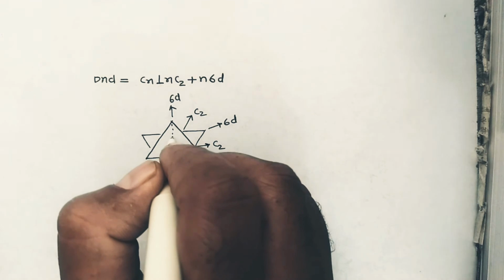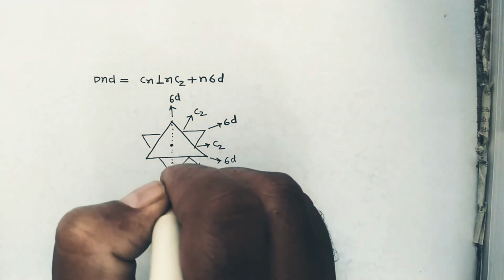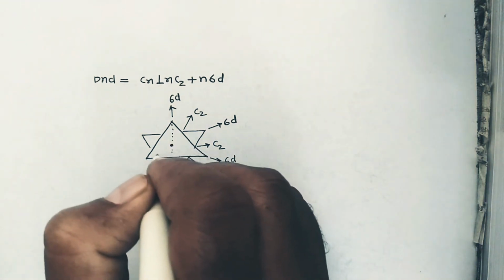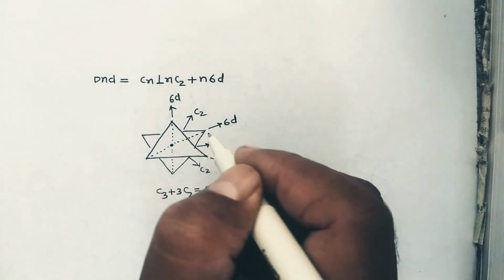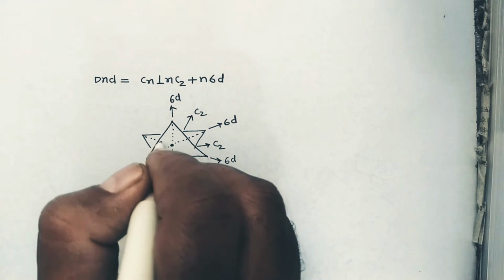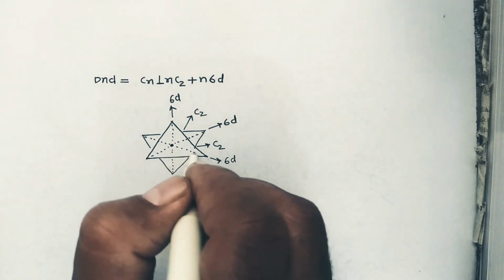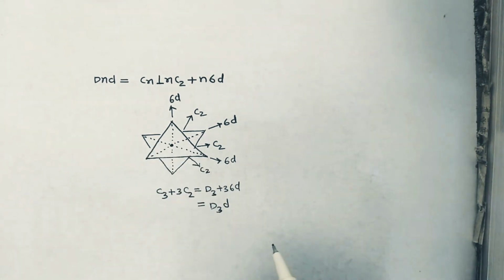You can draw it like this by dotted line axis. The operation should be from the center of gravity point. I have already mentioned.